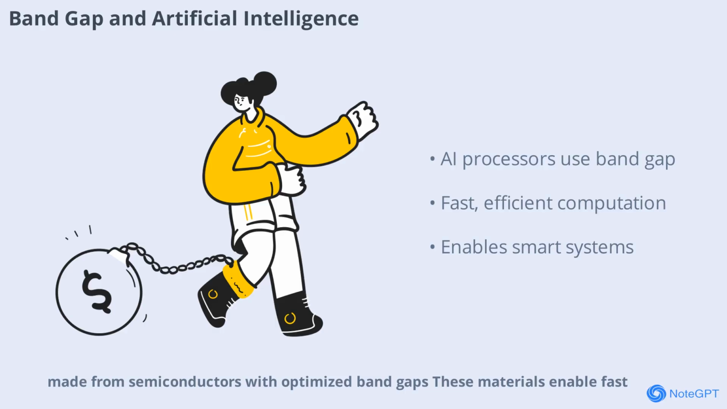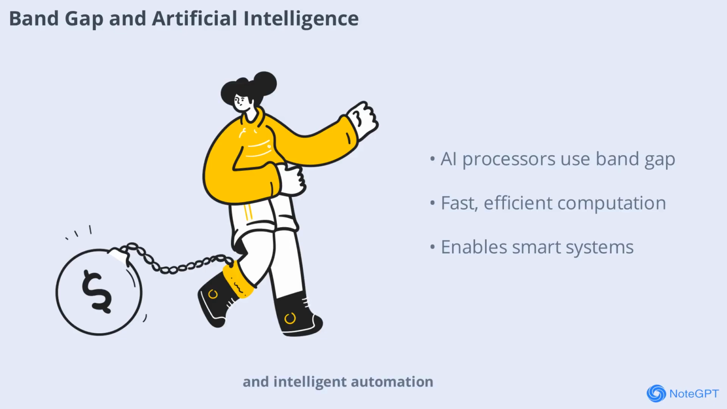Artificial intelligence systems rely on powerful processors made from semiconductors with optimized band gaps. These materials enable fast, energy-efficient computation, supporting machine learning, data analysis, and intelligent automation. Band gap engineering is helping to push the boundaries of what AI can achieve.